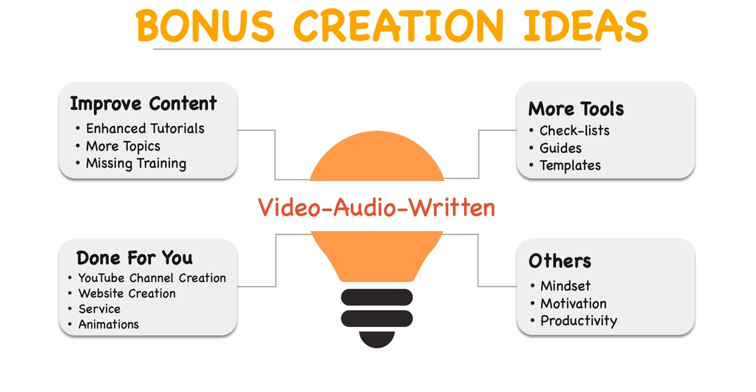Now, at the end of the day, you need to look through your product and figure out the best way that you can add value to it. There are various things you can do. You can improve the actual content, so you can enhance some of the tutorials, add a few more topics, add some missing training. Let's say, for instance, you buy a product that is all about website creation but doesn't have anything to do with traffic generation, then you might be able to add additional content around traffic generation.